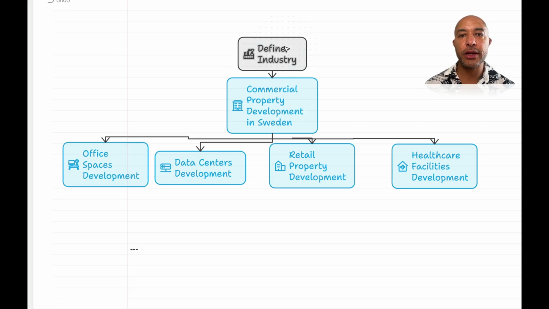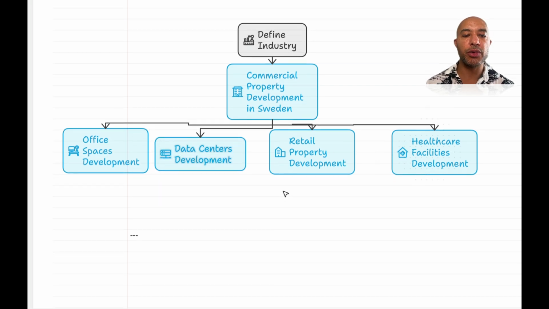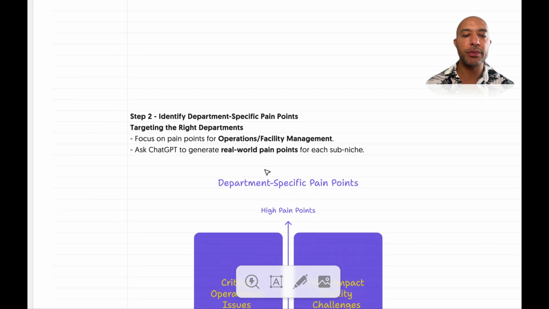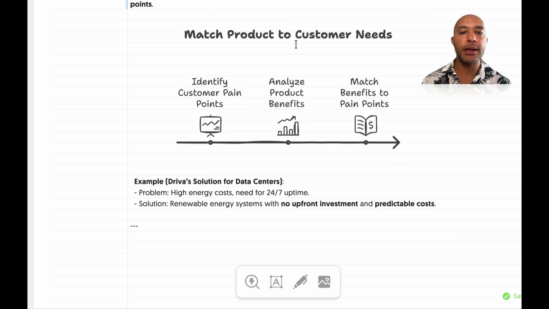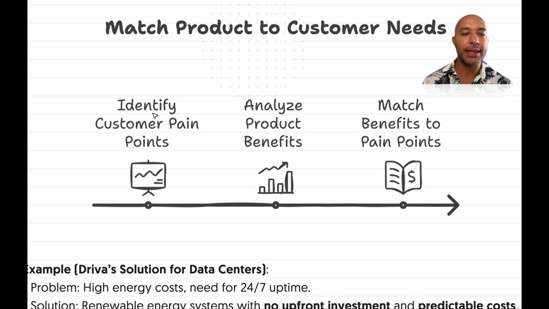So let's go back to the fundamentals now. Here's how it looks. You've got an overall industry, and then you have sub niches right here that you're able to target, and then we want to determine which is the best to target. So we want to align our product to those pain points as I just showed you in ChatGPT, and essentially this is what it looks like. So we want to identify the customer pain points, analyze the product benefits, and then match those together.